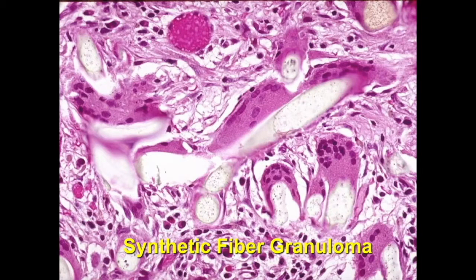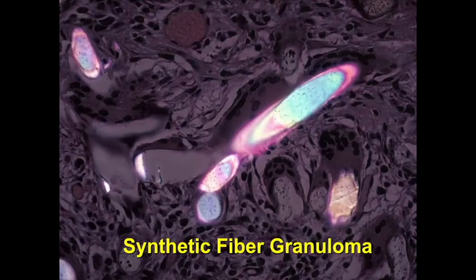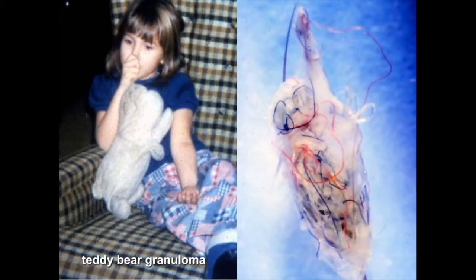Histopathology shows foreign body giant cells surrounding the synthetic fabric fibers, which of course are birefringent. This has also been termed teddy bear granuloma after this case in our original series. This was a patient of Dr. Barbara Streeton's in Syracuse, New York. The fuzzball in this patient had fibers that were identical to those in the patient's teddy bear, hence the term teddy bear granuloma.